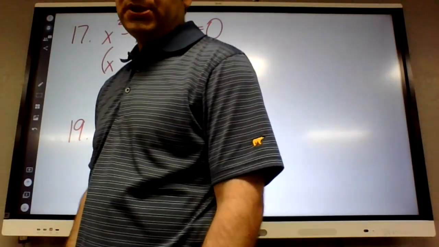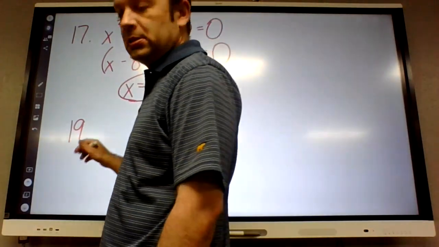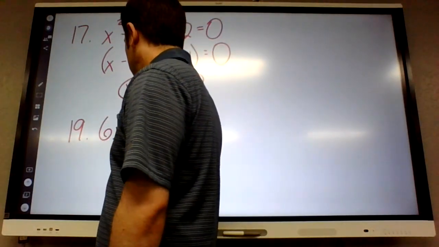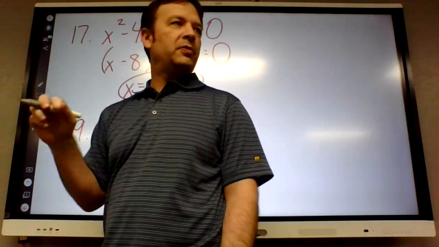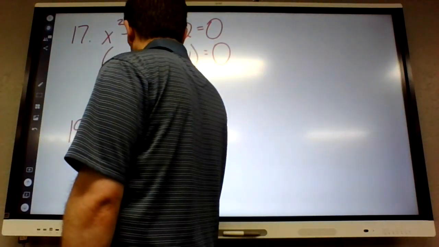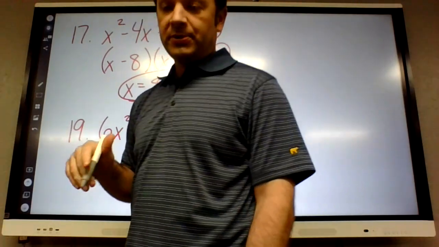Number 19. Will everybody get one? Maybe not. I already picked on Grant once, so it's okay.